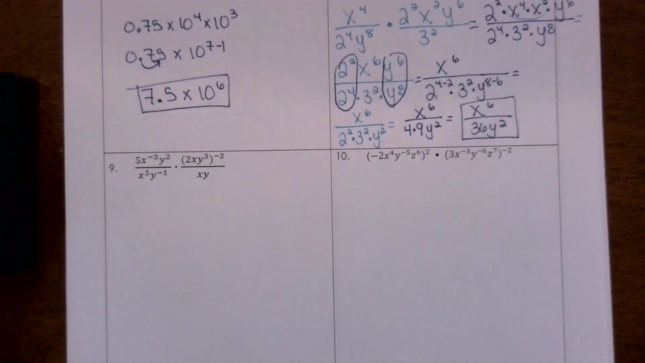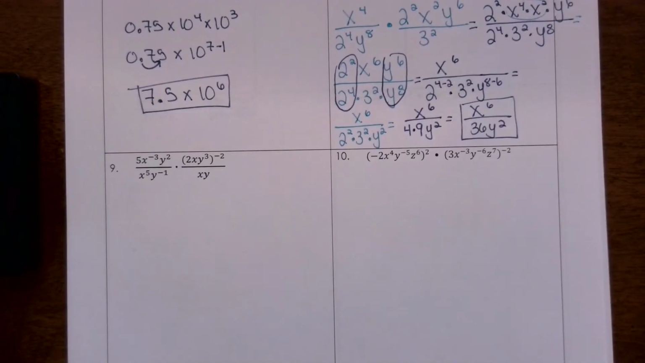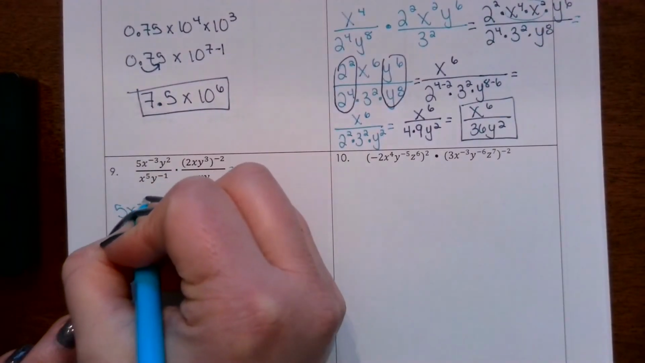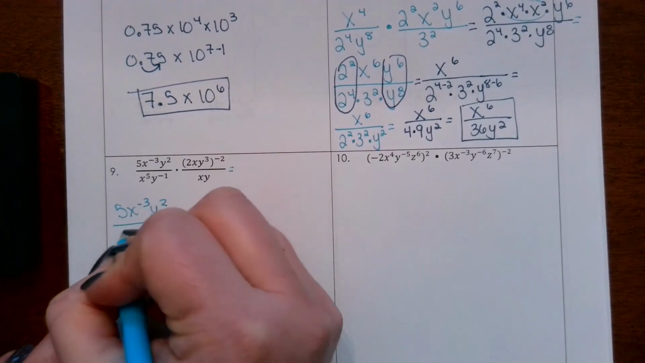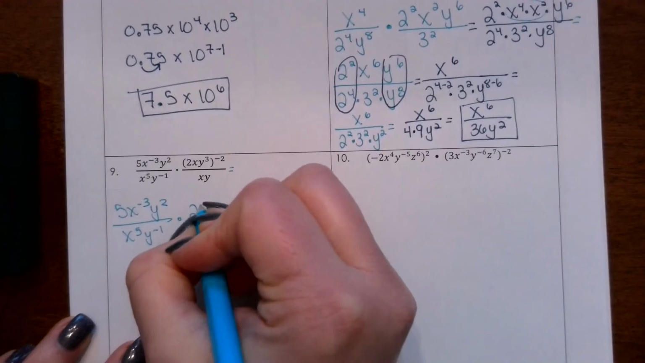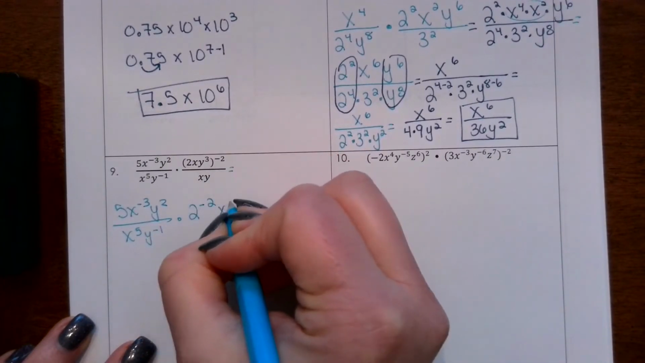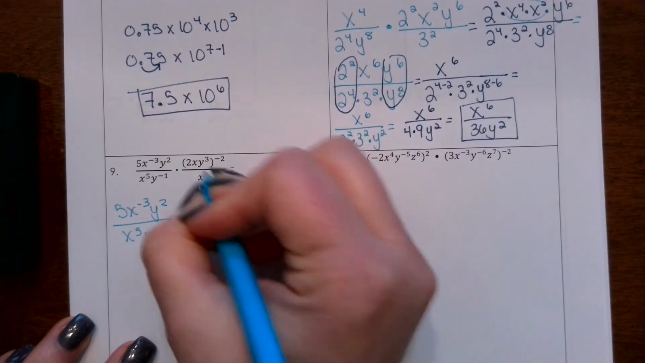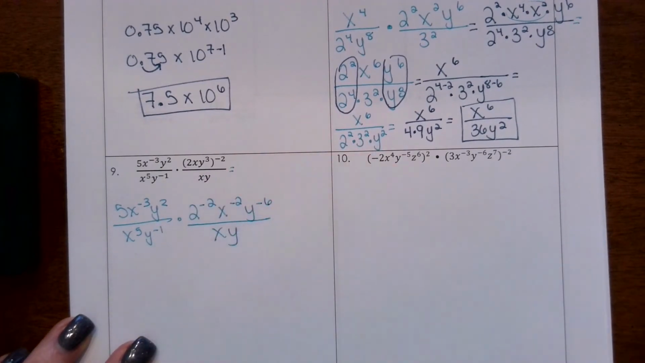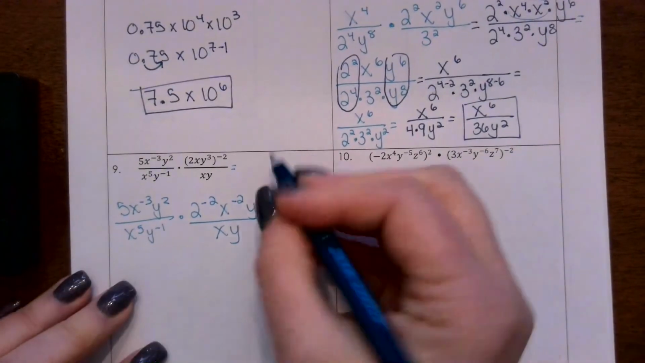Alrighty, we're going to look at number 9 and 10, see if we can get these done before I have my 15-minute limit. I am going to do some distributing first in number 9, and I'm going to have 5x to the negative 3y squared over x to the 5th y to the negative 1 times 2 to the negative 2, x to the negative 2, and y to the 3 times negative 2 to the negative 6 times xy.